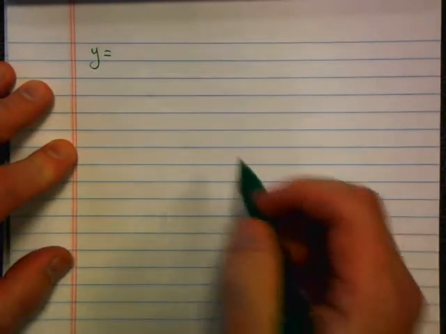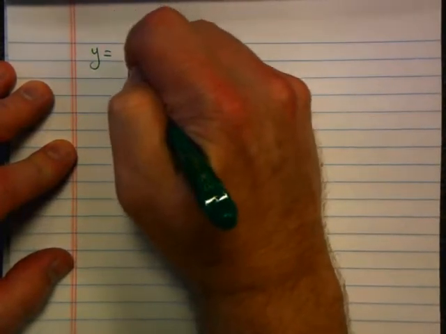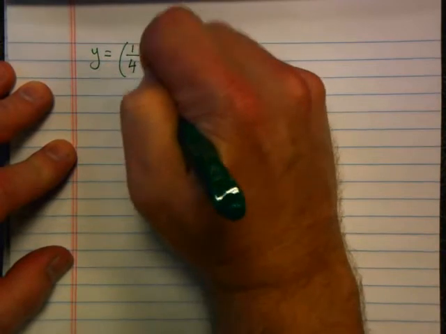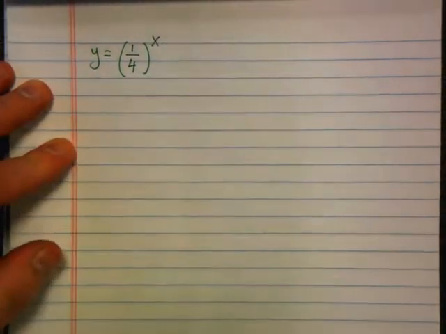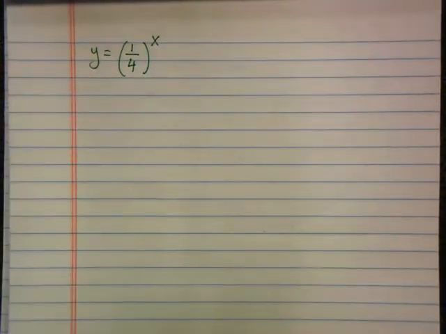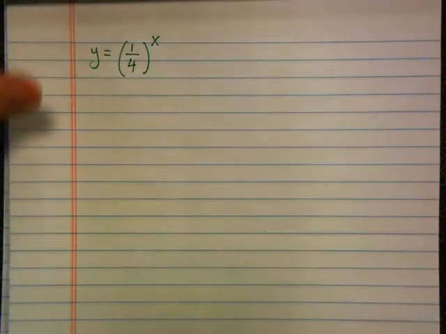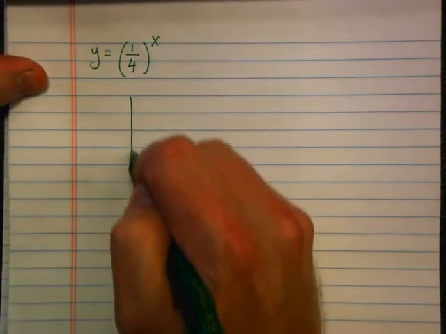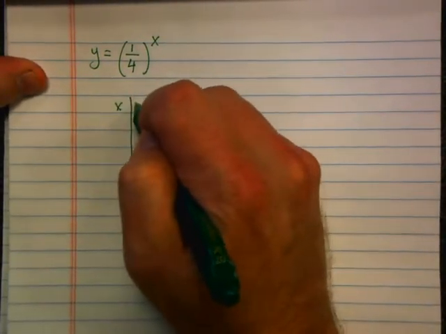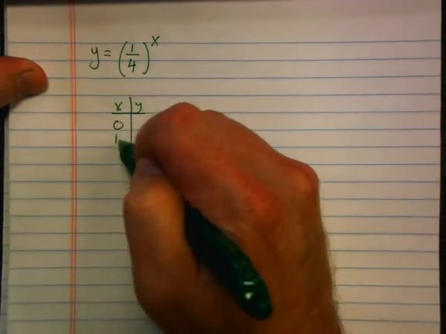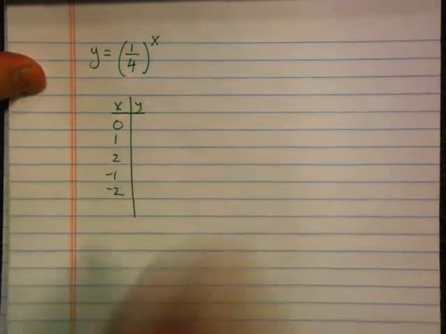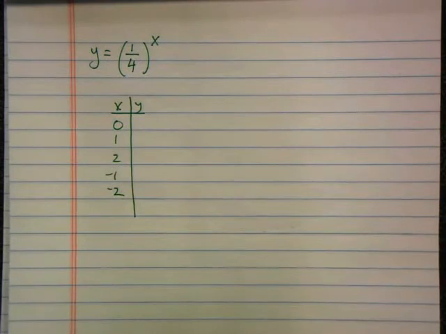Y equals, let's use a different number. 1/4 to the x. Once again, as usual, I'm going to build myself a nice little table. I'm going to plug in 0, 1, and 2, and -1 and -2. Hopefully that'll be enough numbers. We'll see.